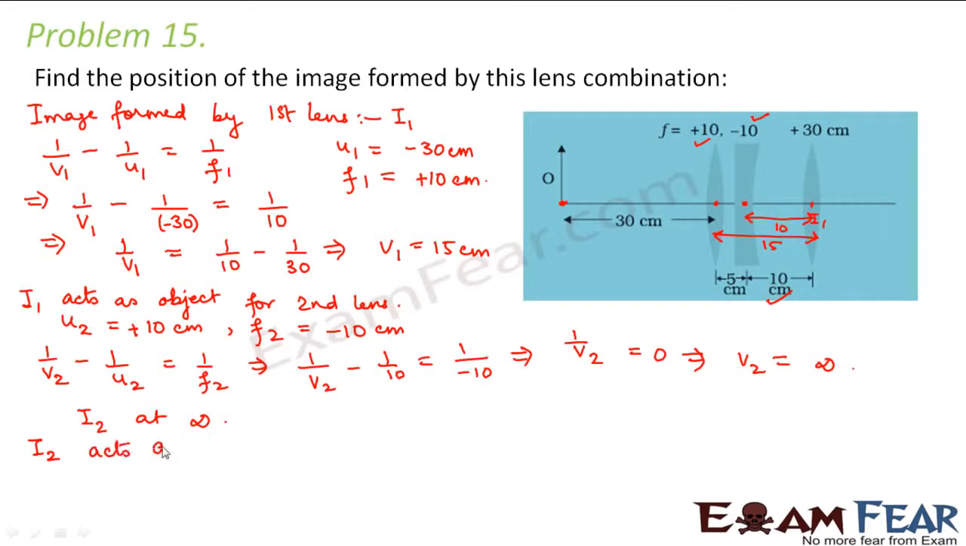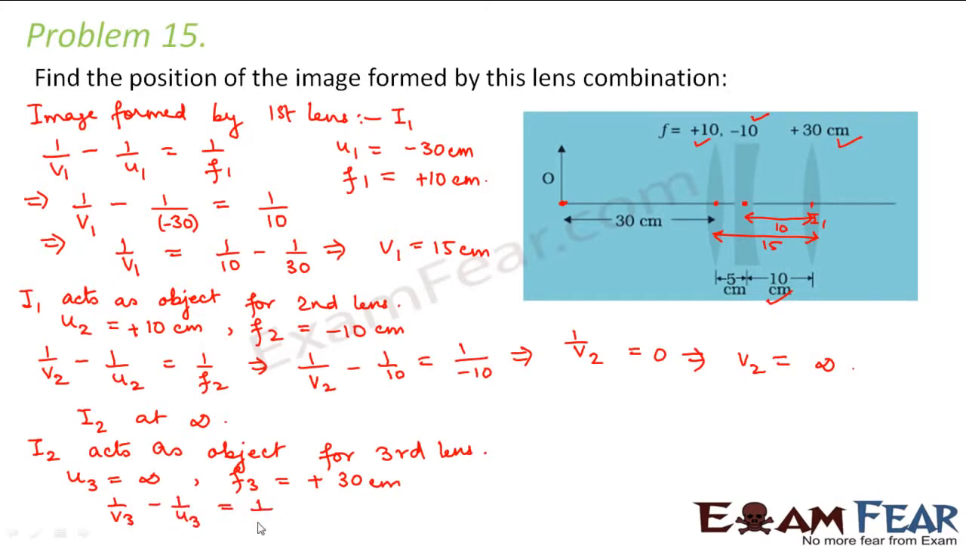This I2 acts as object for the third lens. That means for the third lens, U3 is infinity. That means the object is at infinity. And the focal length is given as 30 centimeters, so it is plus 30 centimeters. Again, the same thin lens formula, 1 by V3 minus 1 by U3 is equal to 1 by F3. So this implies 1 by V3 minus 1 by infinity is equal to 1 by 30. This implies V3 is equal to 30 centimeters.